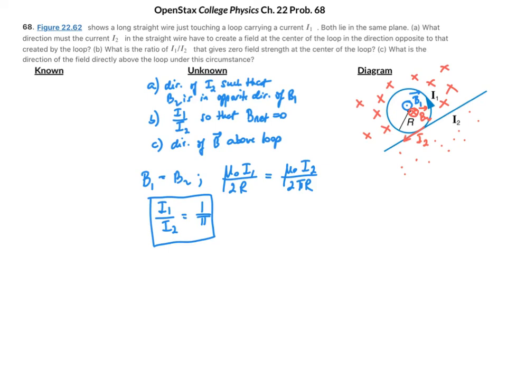So the question is, what is the direction of the magnetic field above the loop? Well, that is into the page. So the answer to part C is into the page.